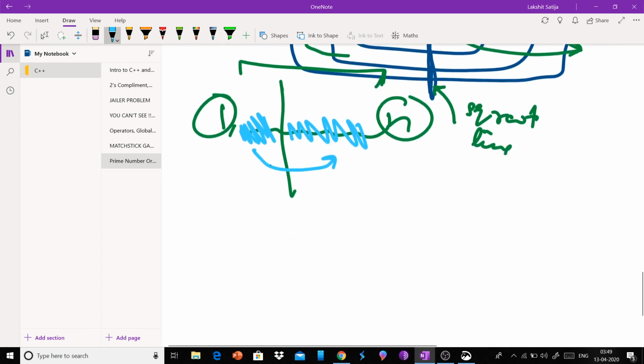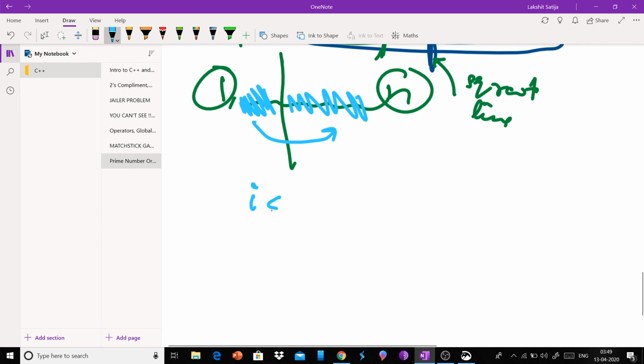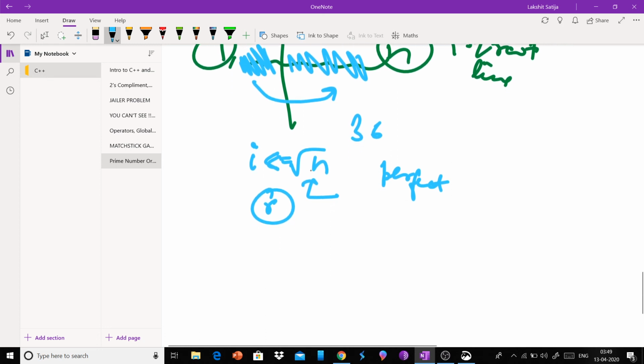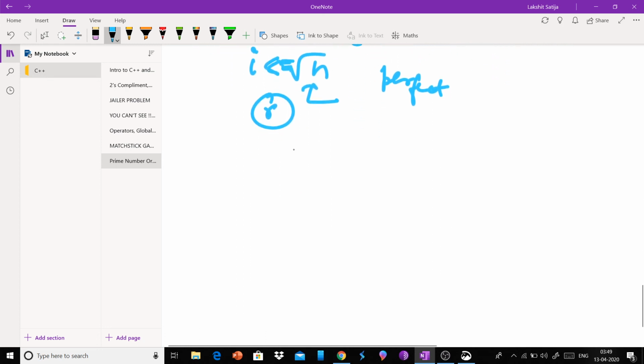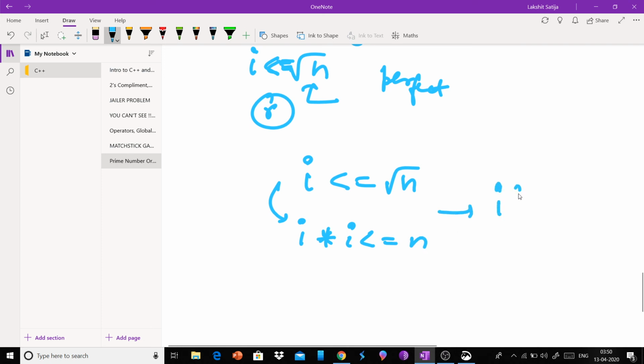So what we will do is that we will only run our program till i less than or equal to root n, right? We are doing equal to because a number can be a perfect square, right? In case of 36, we have to also consider the case of 6, right? So we are doing equal to. So i should be less than or equal to root n, or we can say that i star i should be less than or equal to n, because i square is equal to n and i is equal to root n, right?